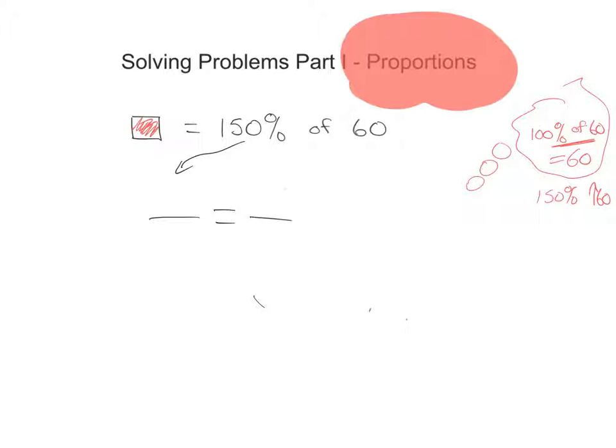150%, we know that percent means out of 100. So we're going to do 150 and then out of 100. So we'll write that as a fraction. Now, here's the tricky part. I look at this 60 and I ask, where does it go?